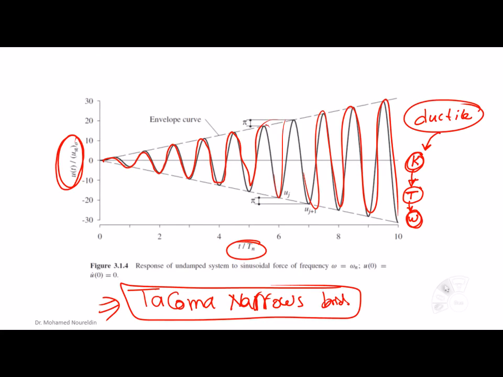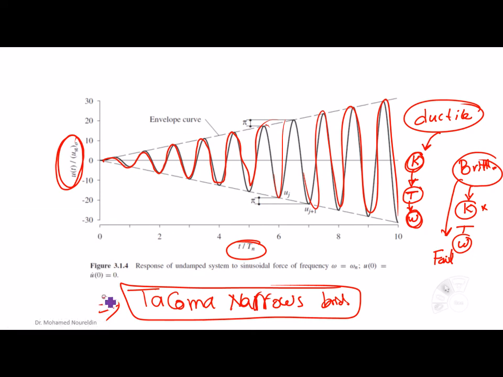But if our system is a brittle system, that's the issue. If our system is brittle, K will not change, and then T will not change, and omega will not change. This means that it is going to make failure here. Okay? Failure will take place. Okay? So in this case, we need our systems to be ductile.